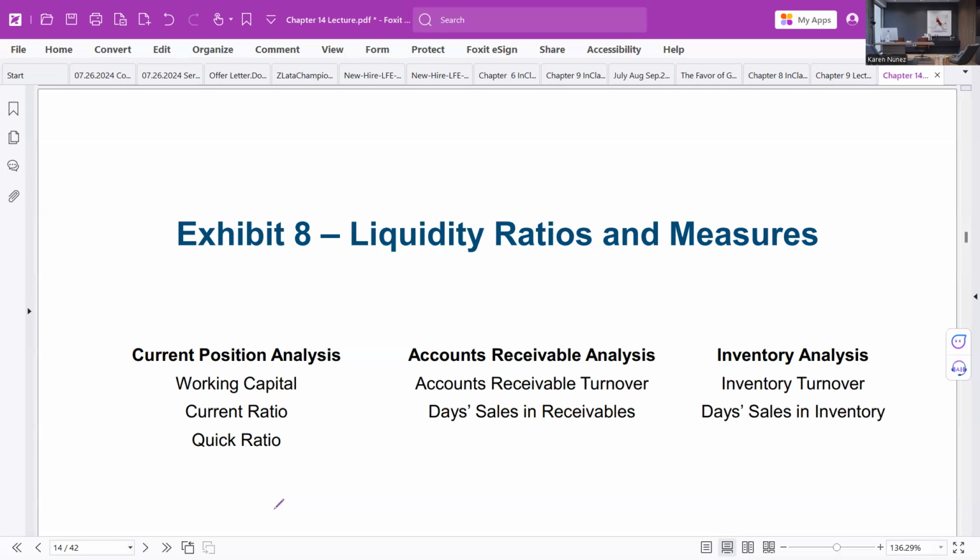But we also look at ratios, a few ratios, not all of the ratios, because there are a lot of them. We're just going to look at a few ratios. So if we want to measure liquidity, we look at current position. The two ratios that we're going to use in this chapter are the current ratio and the quick ratio. We can also look at liquidity by looking at the accounts receivable and by looking at the inventory. Those will provide us key indicators about our ability to collect on receivables and our ability to sell our inventory.